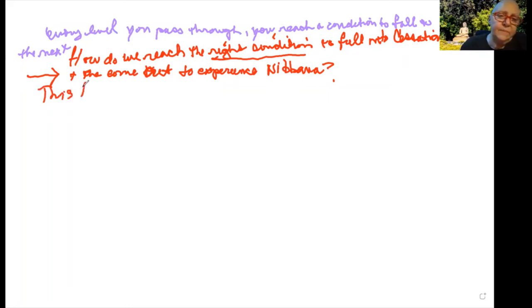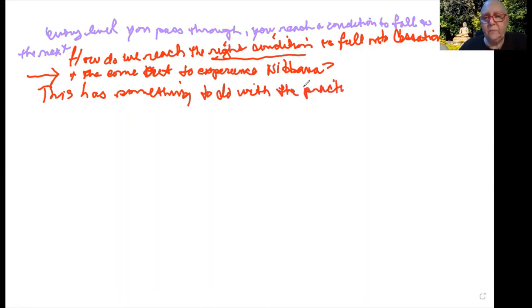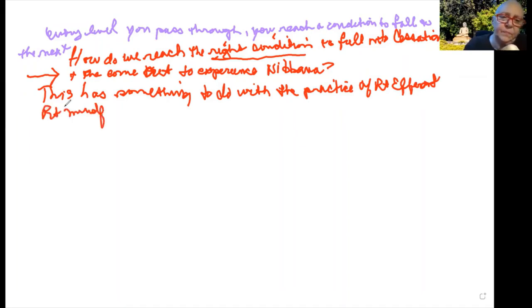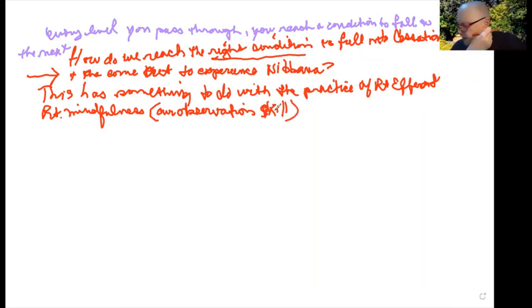So this has something to do with how he began to practice, which was with the practice of right effort, right mindfulness. Now remember what we say about mindfulness in our training. We don't say mindfulness is paying attention to something, but the mindfulness is our observation power. It's our observation skill. We can say skill, because it's very particular, this skill.